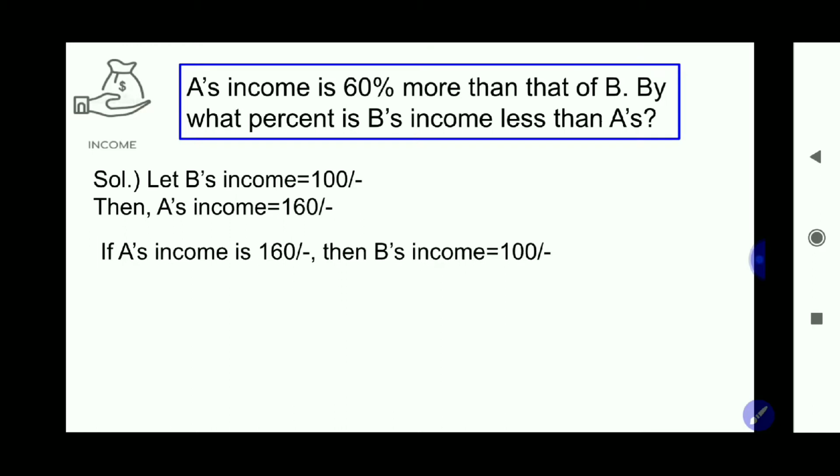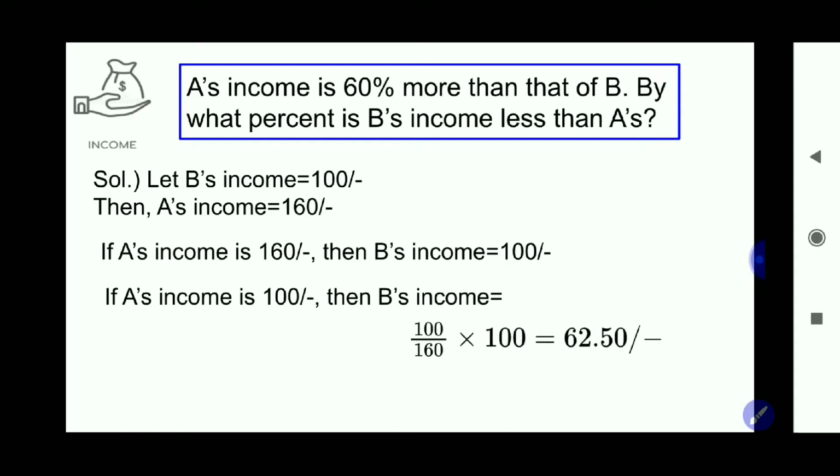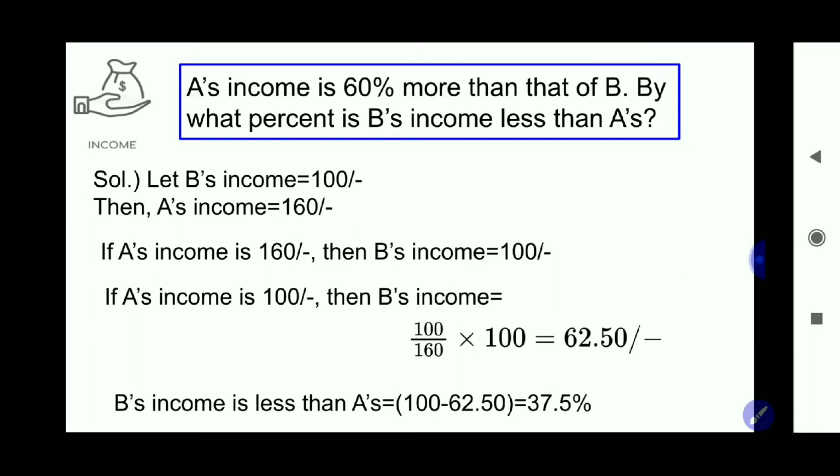Again let us use the unitary method. If A's income is 100, then B's income is 100 by 160 into 100. It is 62.50. 62 rupees 50 paise. B's income is less than A's by 100 minus 62.50, that is 37.5%.